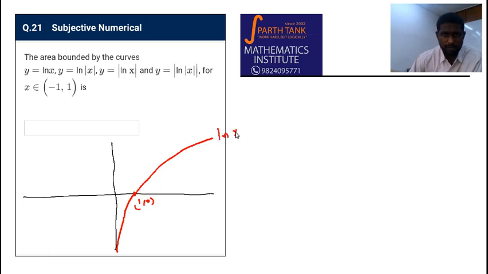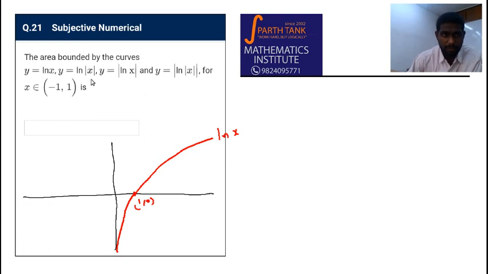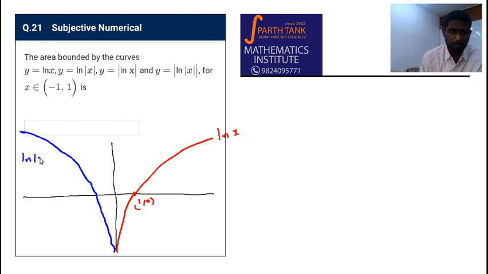This is log x. How would log of mod x be? Okay, log of mod x means x can be positive or negative. So even for the negative values of x, you will have a similar thing here, because log x doesn't exist for negative numbers, but log of mod x is the same thing on both sides. So log of mod x would be something like this. But log of mod x also includes this branch. The red line also includes log of mod x.